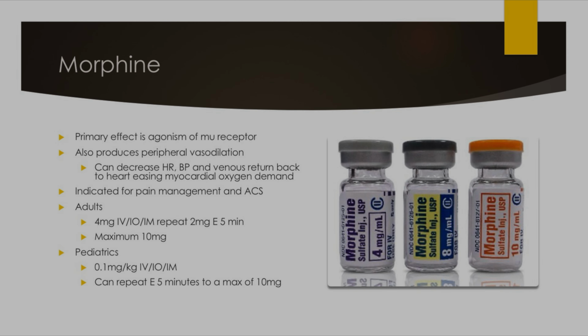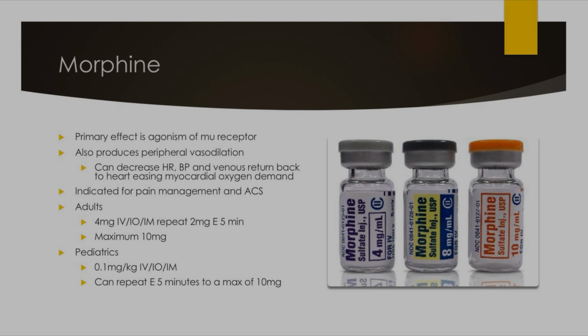Like other opioids, morphine is a mu receptor agonist and alters pain perception centrally. What makes morphine different is its peripheral vasodilation, likely due to histamine release. This can decrease heart rate, blood pressure, and venous return to the heart. By reducing preload and cardiac workload, morphine can ease myocardial oxygen demand, which is why it has historically been used in acute coronary syndrome as well as general pain management.